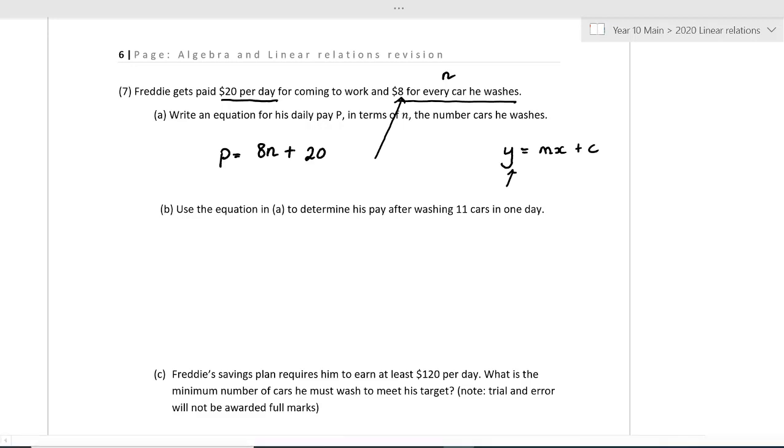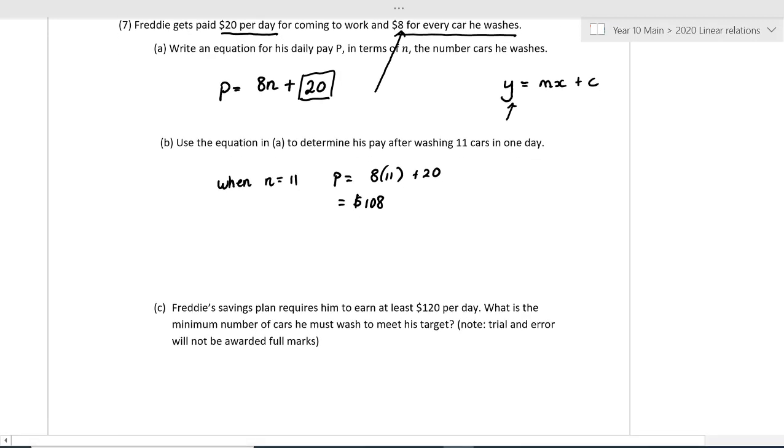Now it says use the equation in A to determine his pay after washing 11 cars in 1 day. So we would simply substitute that. Obviously we want you to not just guess and check, but to actually use an equation. When n equals 11, then p is equal to 8 times 11 plus 20, which is 88 plus 20, which is 108. $108 for washing 11 cars. And this constant 20 is always going to be there, but the variable n is obviously changing.